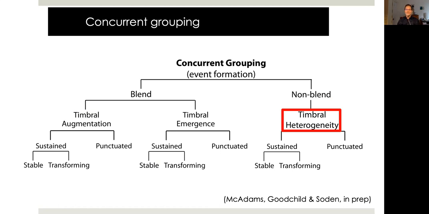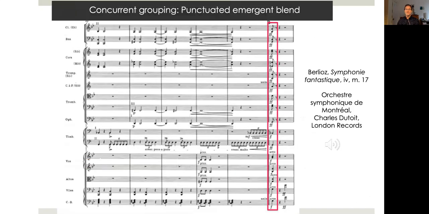These events may either be sustained over time or occur briefly as a punctuation. For sustained events, they may be either stable in terms of instrumentation, or the instrumentation may evolve over time, which we term transforming. Punctuation blends are very short and do not allow time to orally analyze their constituents. This is a punctuated emergent blend, although one might also consider it as an augmented timpani stroke, if one would.